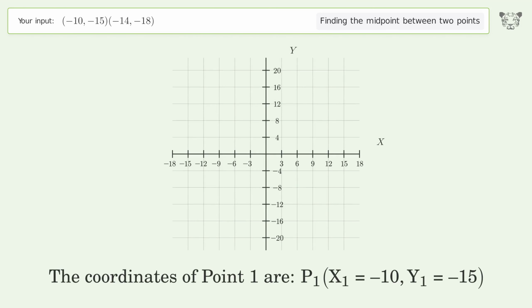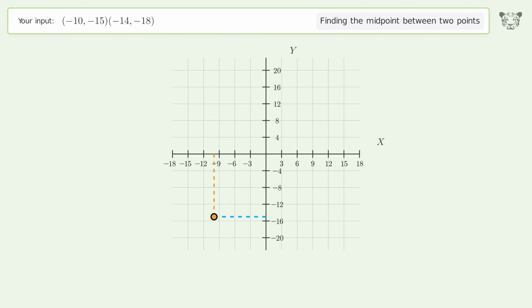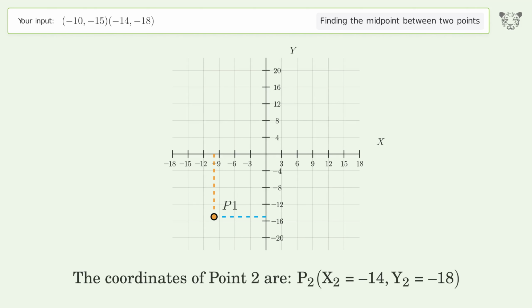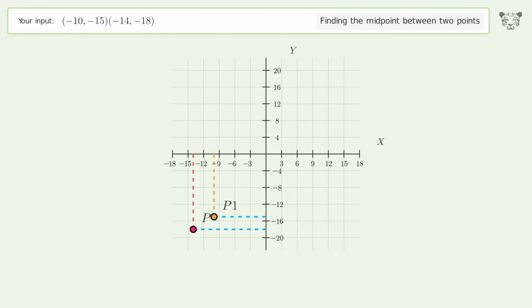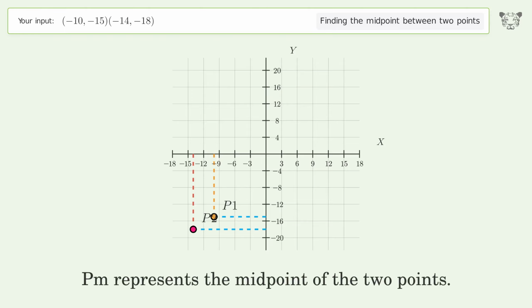The coordinates of point 1 are x1 equals -10, y1 equals -15. The coordinates of point 2 are x2 equals -14, y2 equals -18. PM represents the midpoint of the 2 points.